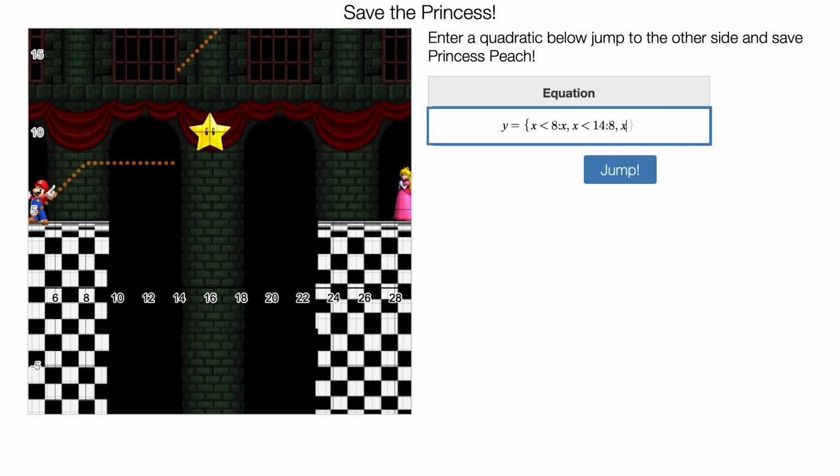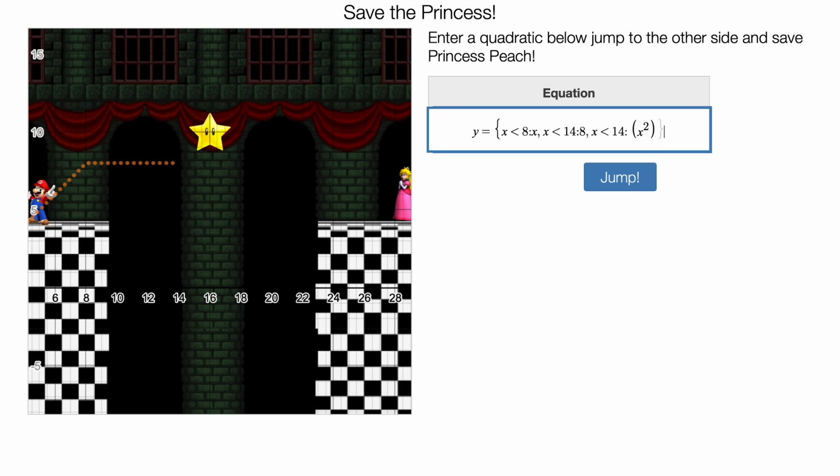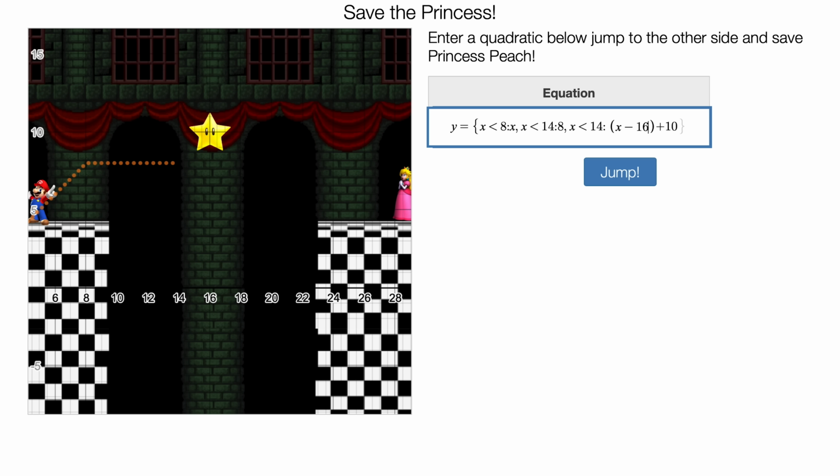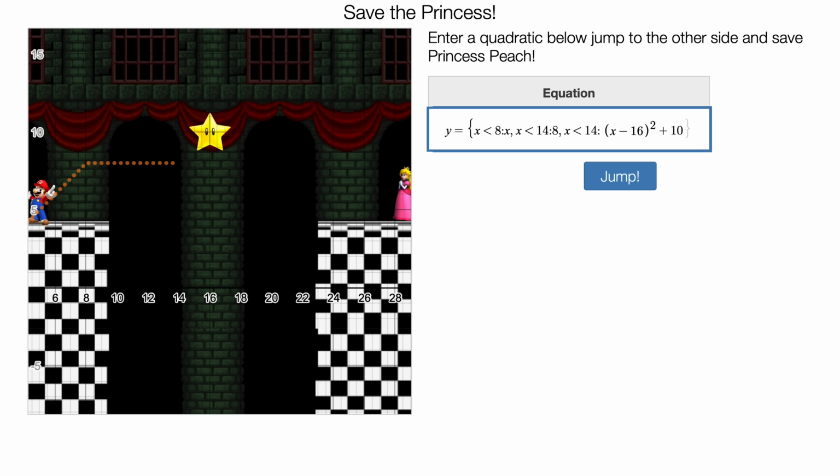For x is less than 14, y equals, well, let's just put in x squared and see what that looks like. To put a little parabola here, we need it to be shifted 16 over. So I need to subtract 16, and then I need to raise it up 10. So that means plus 10. Now where is it? Oh, that squared should not be on the outside. I'm telling you, this is like the best way to learn how to do proper notation.